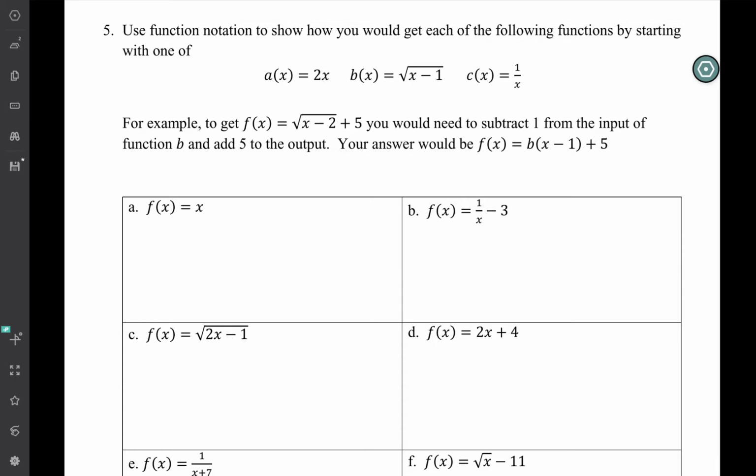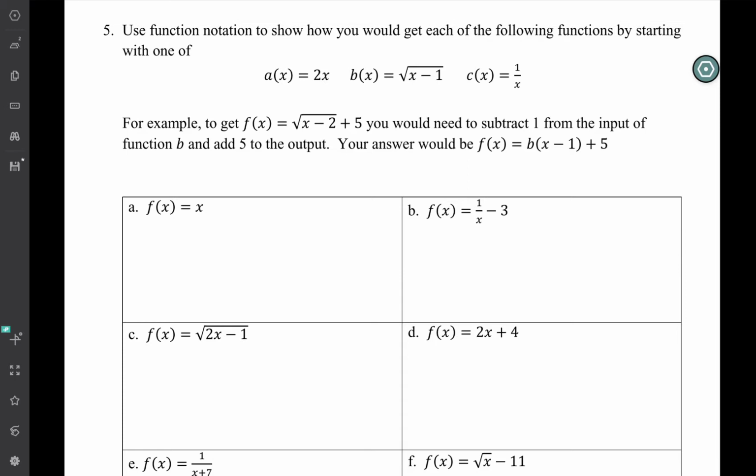This is looking ahead to some graph stuff that we're going to work on in 2.3, 2.4. It's trying to get you to spot transformations, so fairly simple changes to an equation, and then in future sections we'll talk about what those do to the graph.